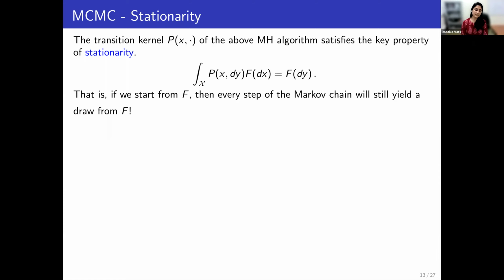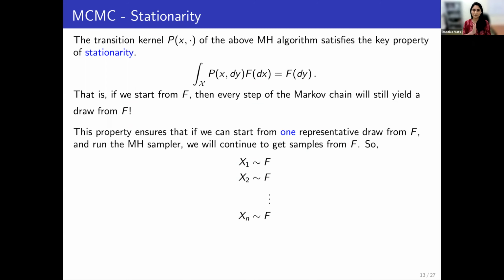That means that now, this ensures that if we can get one representative draw, just one draw from the uniform distribution over the P ball, or one random draw from a Gaussian, I can take that and run with it as long as my kernel P is stationary for F, right? So X1 is from F, that's chosen by me. And then I run my P kernel, and that gives me X2 from F, X3 from F, Xn from F.